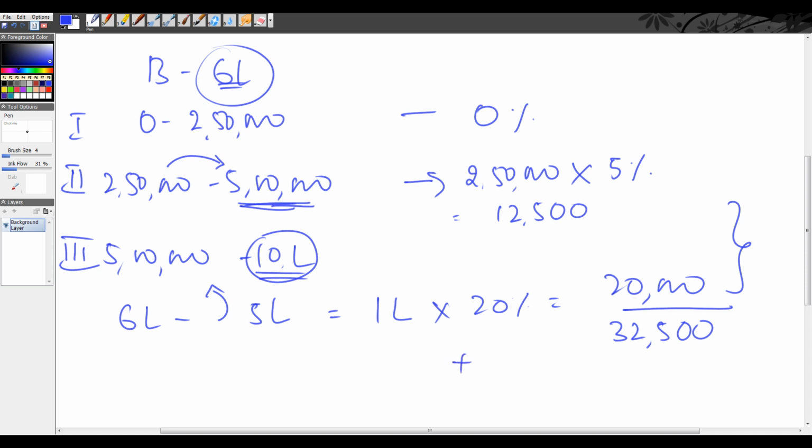Now we have to add cess of 4% here. 32,500 into 4% gives us 1,300. So if we add both, it will be 33,800. So this is the actual tax liability of Miss B. I hope I have made it clear. Let me know if there is any doubt regarding this calculation.